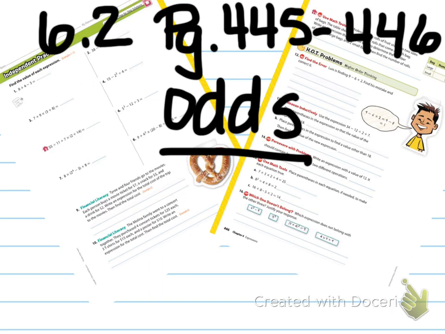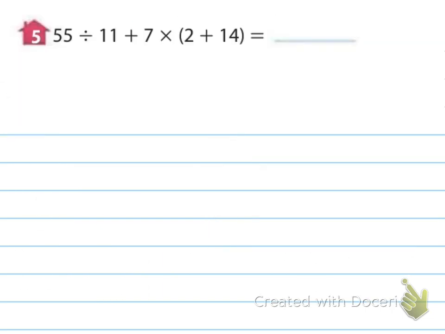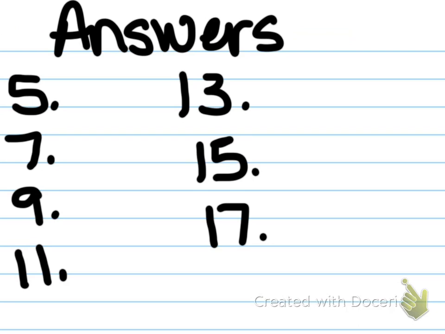But you already have the answers to the odds in the back of your book, and that selected answers questions I asked you to put into your homework section. Alright, so 6.2, you should be on pages 445 through 446, and it was odds that you had for homework. So for number 5, these are the ones I'm going to be going over: 5, 7, 9, 11, 13, and 15, 17.